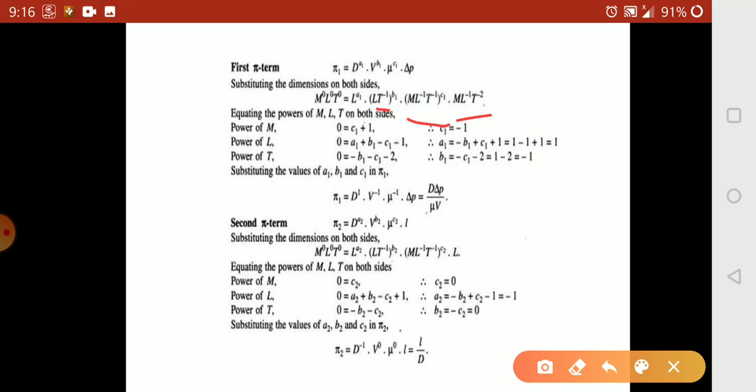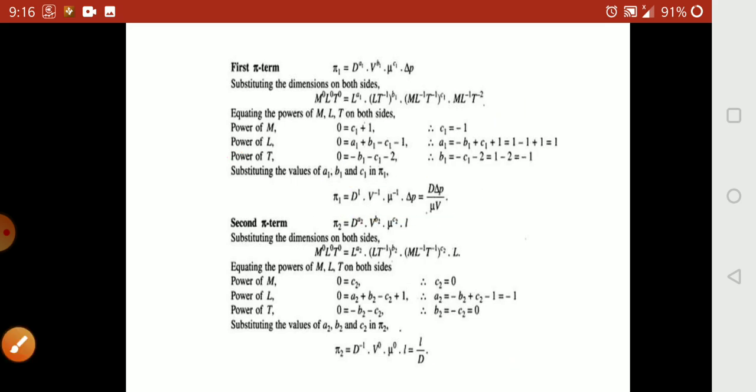The power of M is 0, that is c1 plus 1. Power of L: 0 is equal to a1 plus b1 minus c1 minus 1. Whereas c1 is equal to minus 1, a1 is equal to minus b1. Actually, solve these equations properly. Then substitute the values of a1, b1 and c1 in pi 1, and then we will get the second pi term.